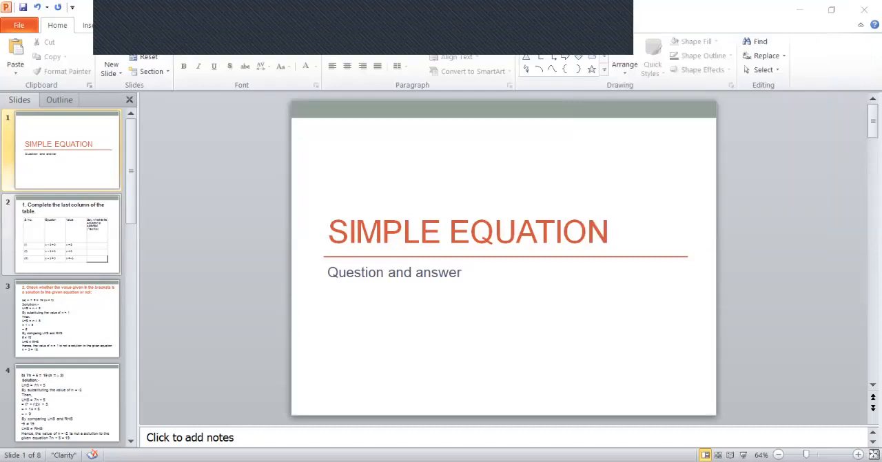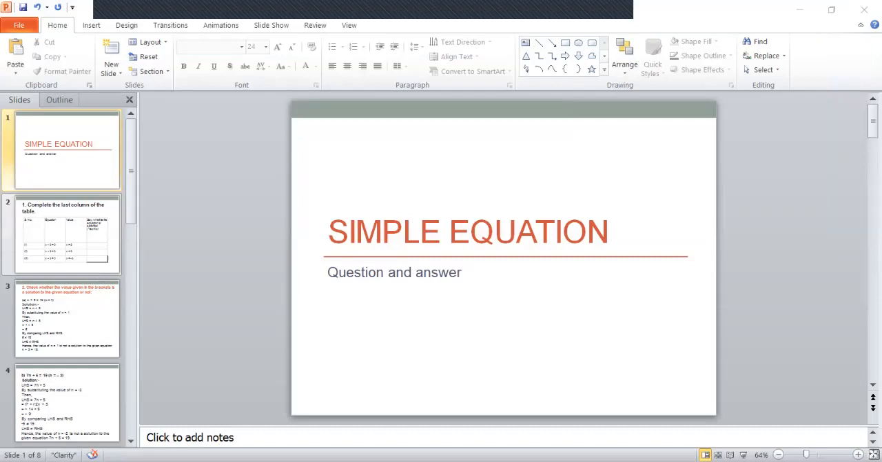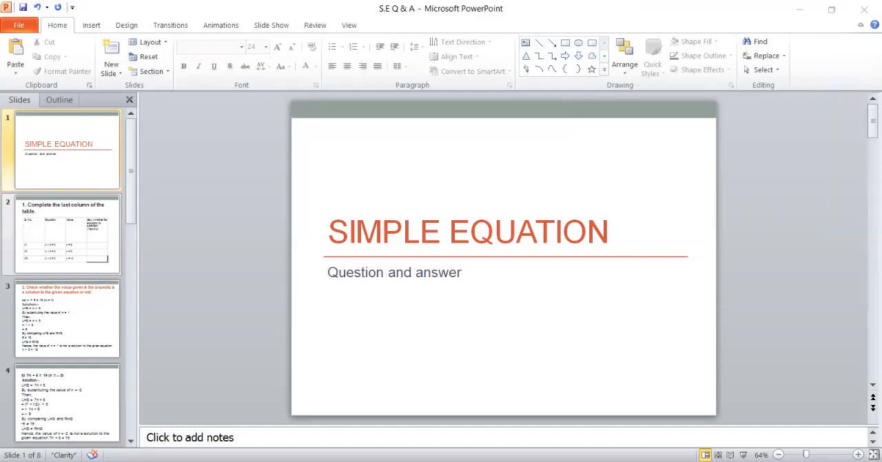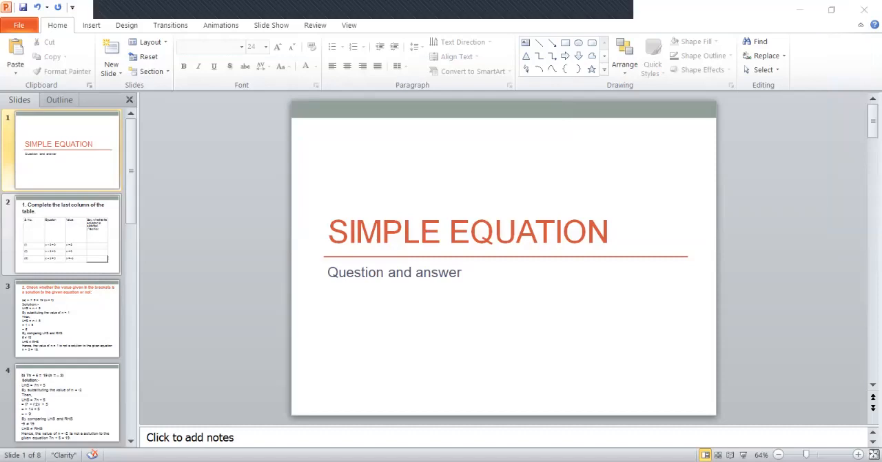So, hello dear students, today in this class we'll discuss some questions and answers of the chapter Simple Equations, and all the questions are from your NCERT book exercise 4.1. I'll discuss only the questions and answers from exercise 4.1 in this PPT.